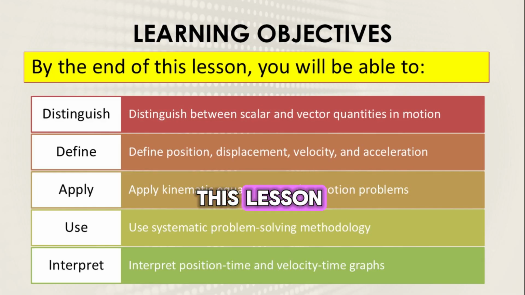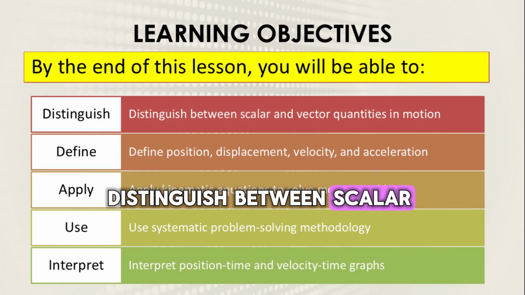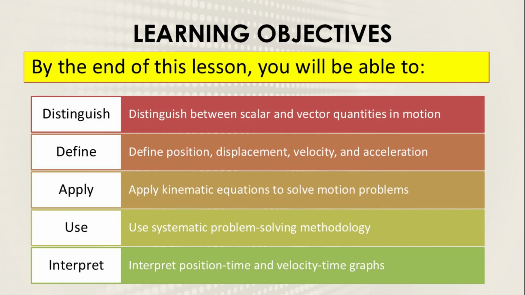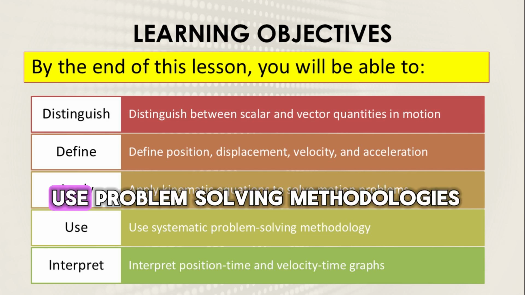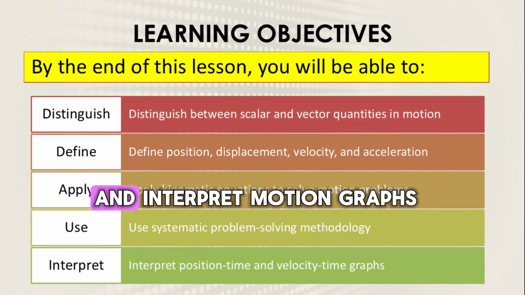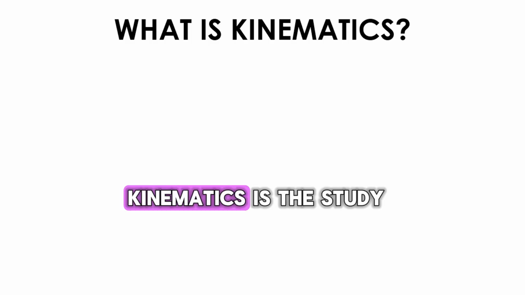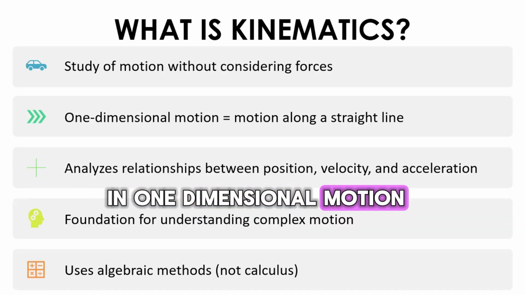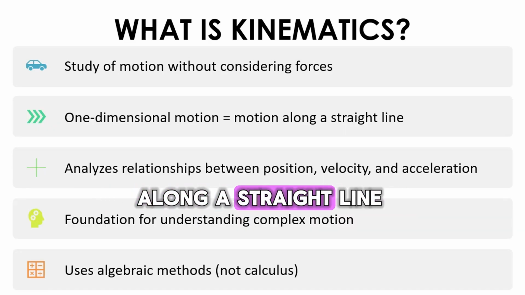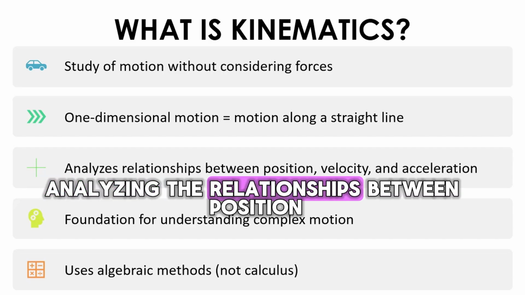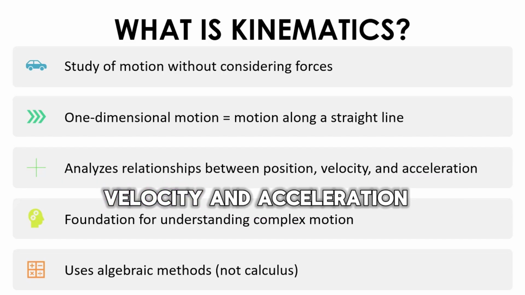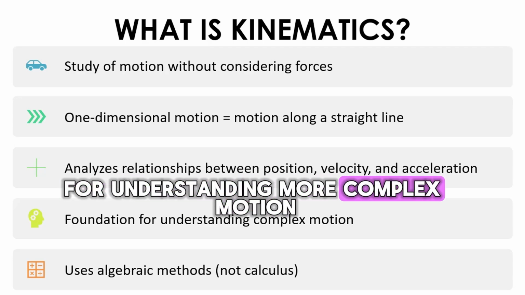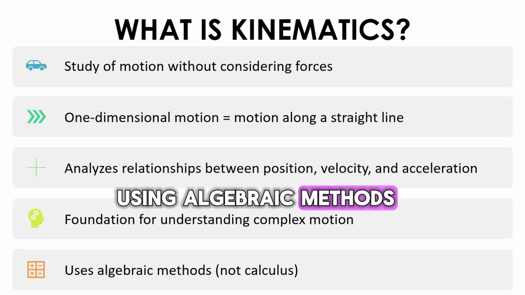By the end of this lesson, you'll be equipped to distinguish between scalar and vector quantities, define key motion concepts, apply kinematic equations, use problem-solving methodologies, and interpret motion graphs. Kinematics is the study of motion without considering forces. In one-dimensional motion, we focus on movement along a straight line, analyzing the relationships between position, velocity, and acceleration. This forms the foundation for understanding more complex motion, using algebraic methods.